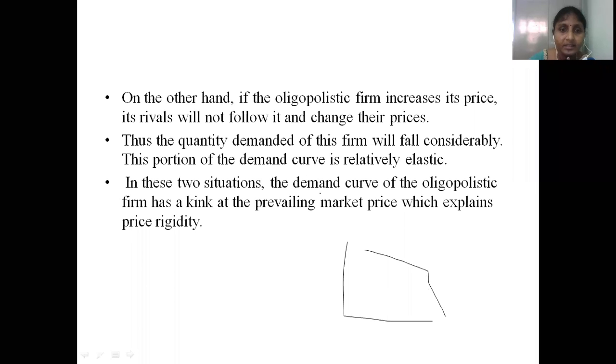So those are the two things. The demand curve is divided into two portions: the inelastic part and the elastic part. In these two situations, the demand curve of the oligopolistic firm has a kink. That means there is a bend, a kink, at the prevailing market price. At a certain prevailing market price it has a kink. That's why it is called the kinked demand curve.